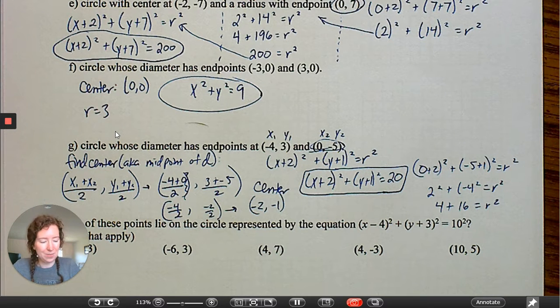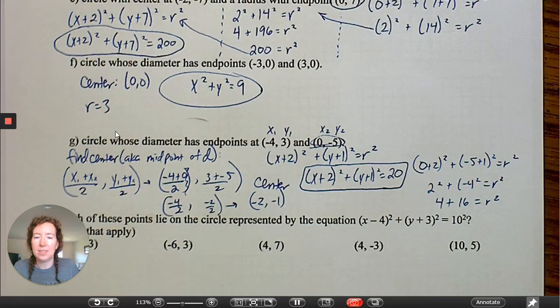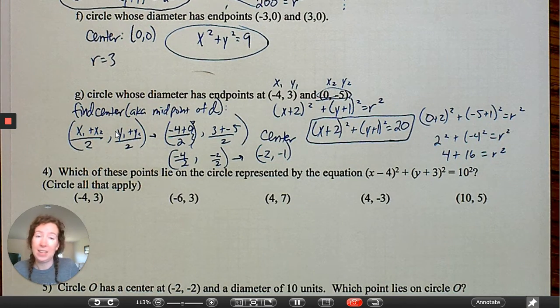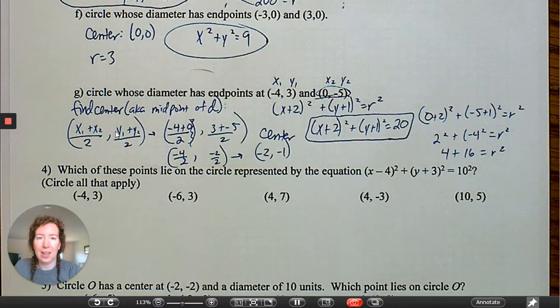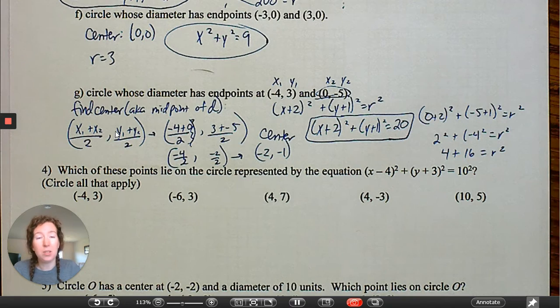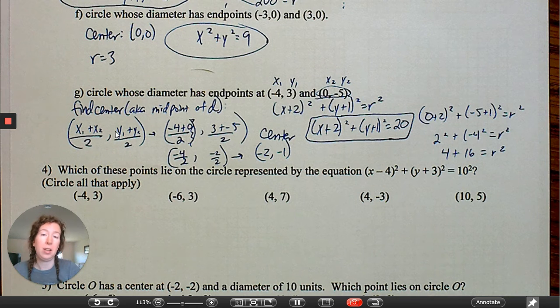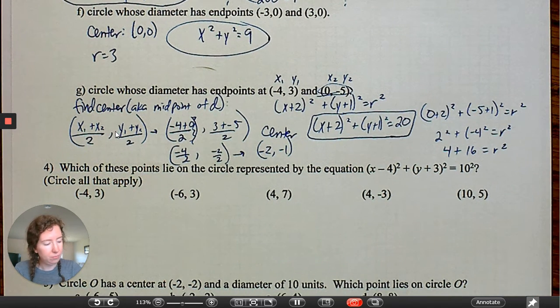Okay, let's look at the next one. Which of these points lie on the circle? So not in the circle, not outside of the circle, literally on the circle. The same way you would tell if a point was on a line, if you plug it in for x and y, if it makes it true, then it works. You could graph it. You really could. The only problem with this one is that your radius is 10. So it's going to be a pretty big circle, and I don't really want to graph a big circle like that. So I'm going to do some algebra.